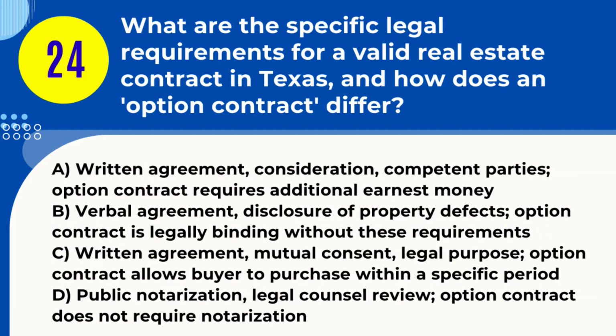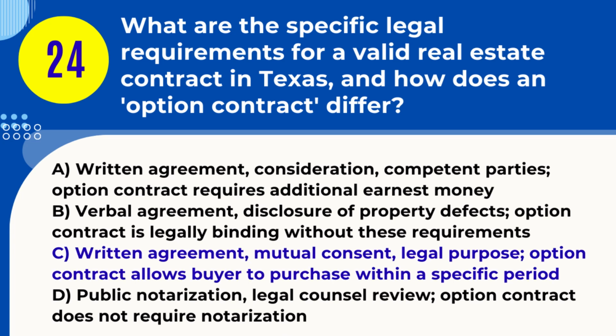Question 24. What are the specific legal requirements for a valid real estate contract in Texas, and how does an option contract differ? A. Written agreement, consideration, competent parties. Option contract requires additional earnest money. B. Verbal agreement, disclosure of property defects. Option contract is legally binding without these requirements. C. Written agreement, mutual consent, legal purpose. Option contract allows buyer to purchase within a specific period. D. Public notarization, legal counsel review. Option contract does not require notarization.